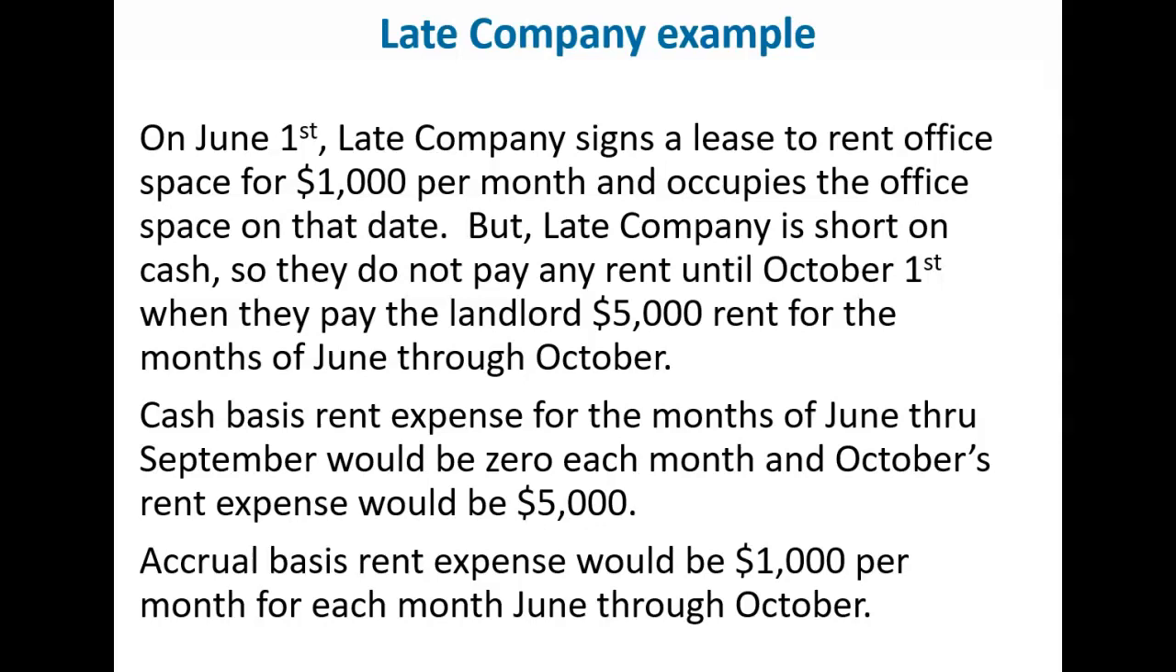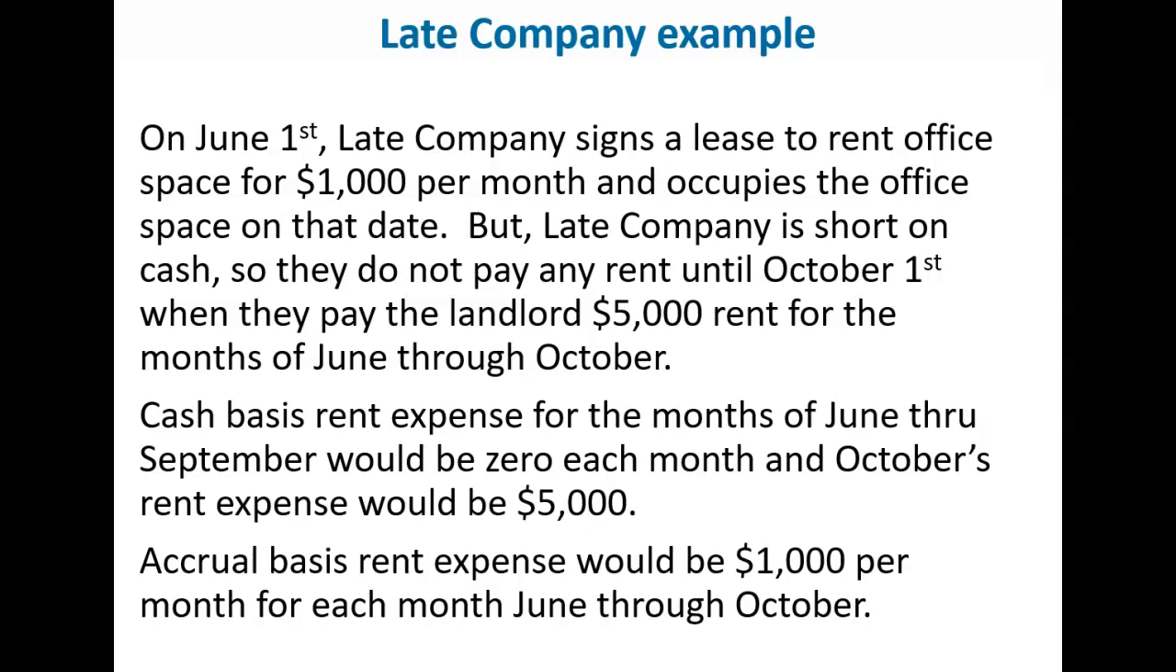Under the accrual basis of accounting, Lake Company would accrue $1,000 of rent expense each month by debiting rent expense and crediting rent payable. Their accrual basis income statements would show $1,000 of rent expense each month, and their accrual basis balance sheet would show a liability of $1,000 for rent payable at the end of June. The rent payable liability would increase to $2,000 at the end of July, $3,000 at the end of August, and $4,000 at the end of September.